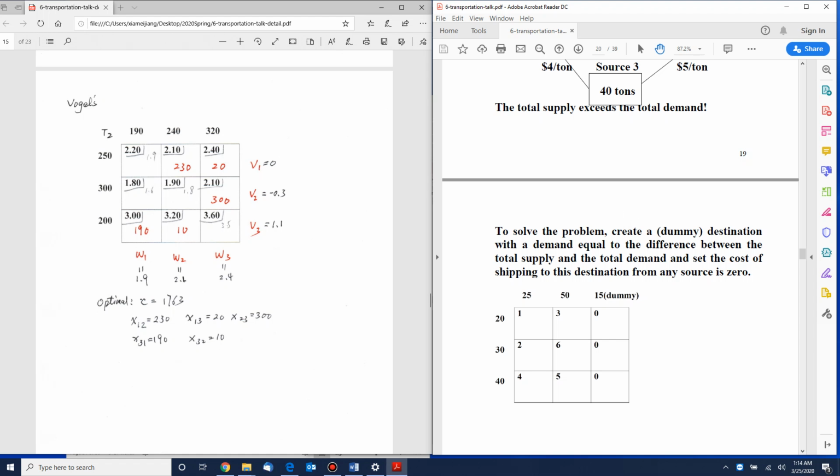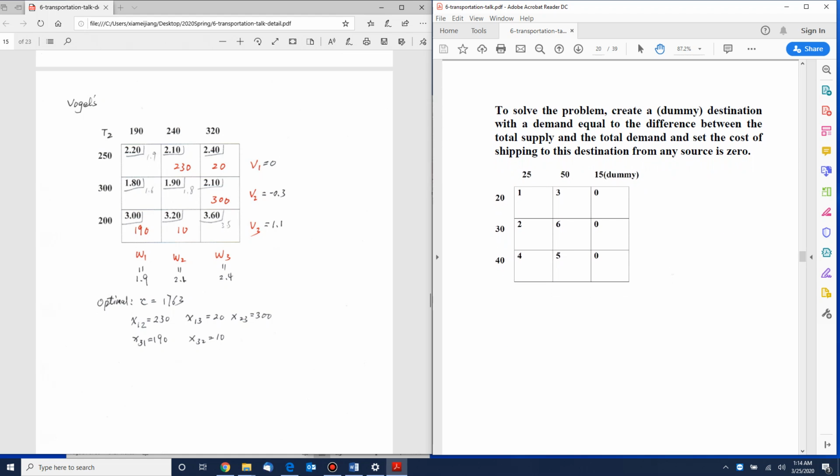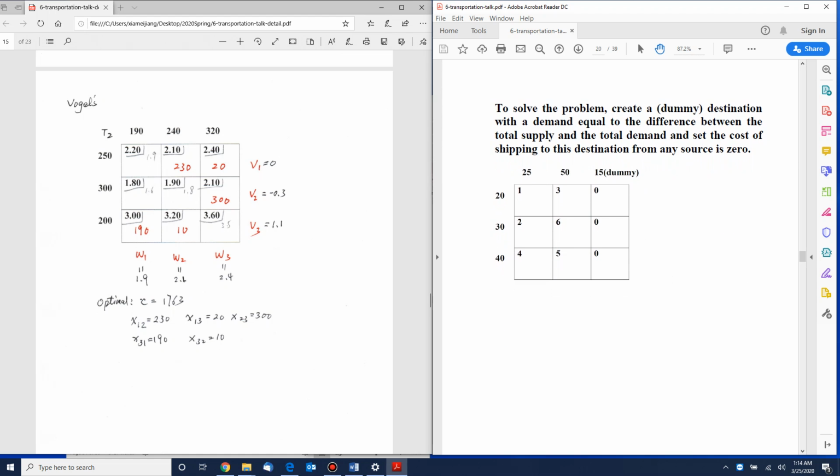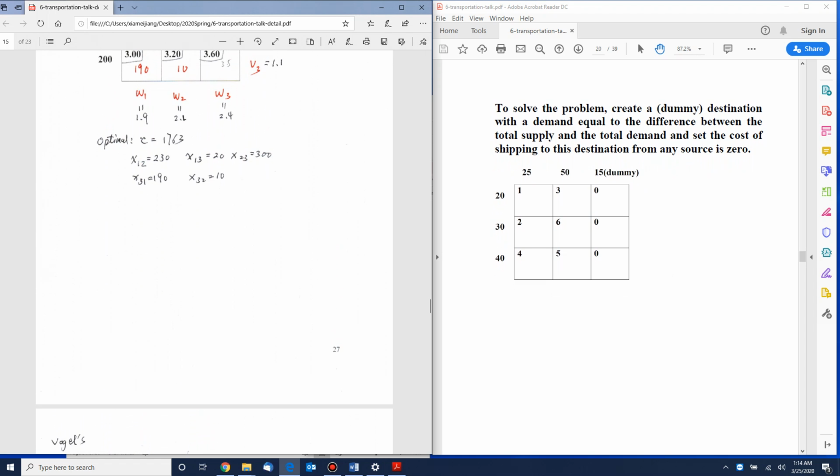So here we can work out this one. Just for this example we can set it up. Now we can work it out by Vogel's method. In this way, we first work out the difference between the cheapest prices in each row and each column.